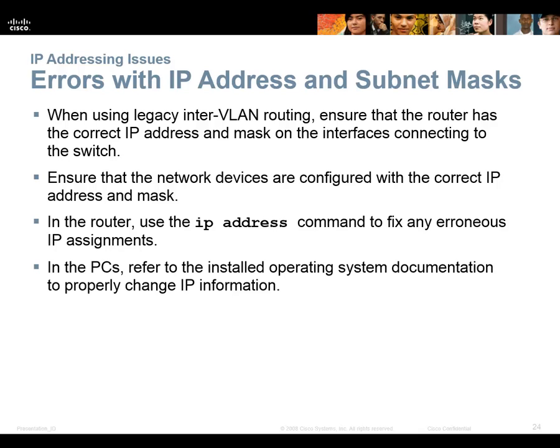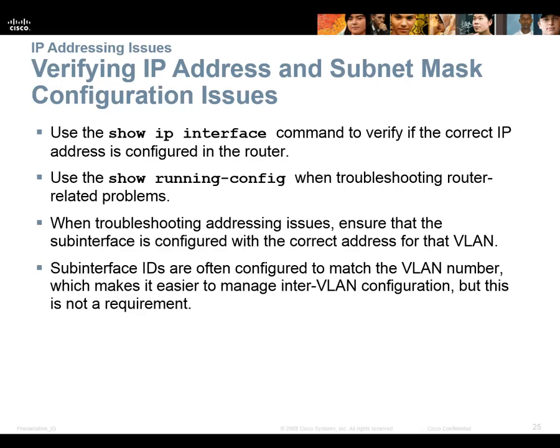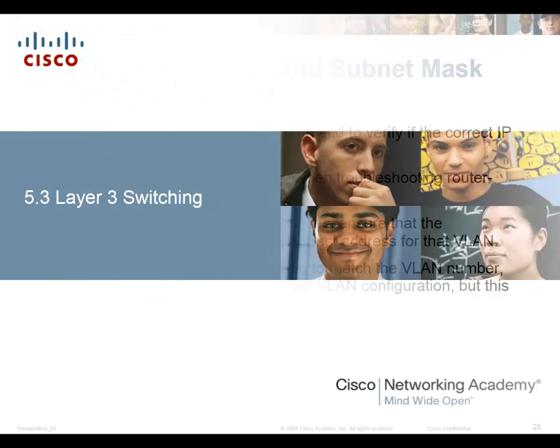So another error that sometimes happens is that you're using an incorrect IP address and mask on the interfaces connected to the switch. So make sure that those are correct, that you've assigned an IP address to the ports, and that on the PCs themselves, make sure that they have an IP address, that it's been assigned properly. So to verify that, you can show IP interface, and then finally do a show run to look at your entire config file and make sure everything is good.